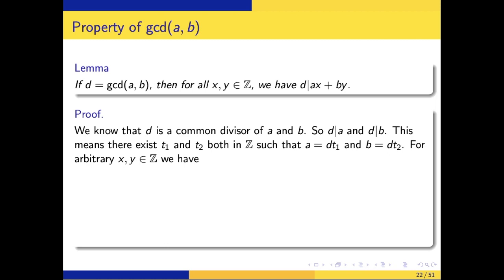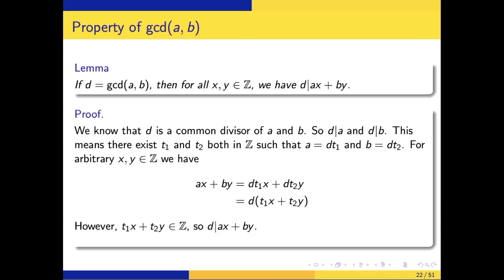Taking arbitrary x and y, which are integers, we have that ax plus by equals d t1 x plus d t2 y, and factoring out the common factor of d, we get that equals d multiplied by t1 x plus t2 y. But t1 x plus t2 y is an integer, so this means that d divides ax plus by. In other words, what we have shown is that d, the greatest common divisor of a and b, divides every integral linear combination of a and b.